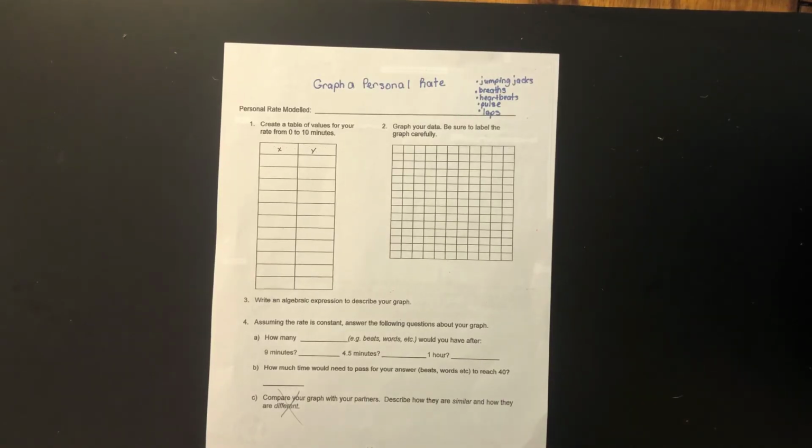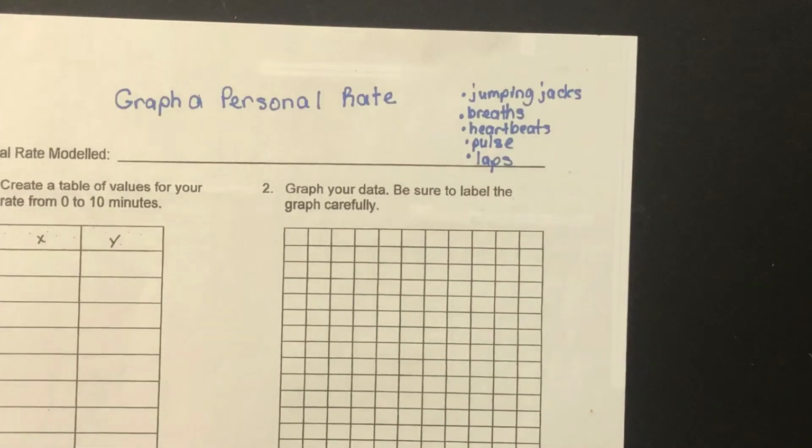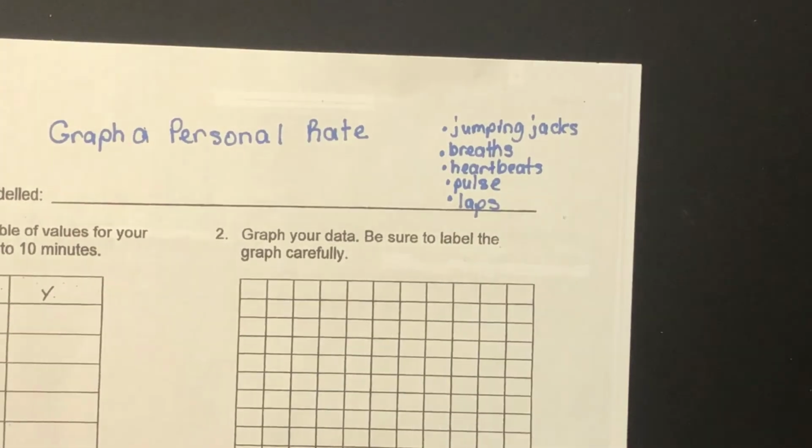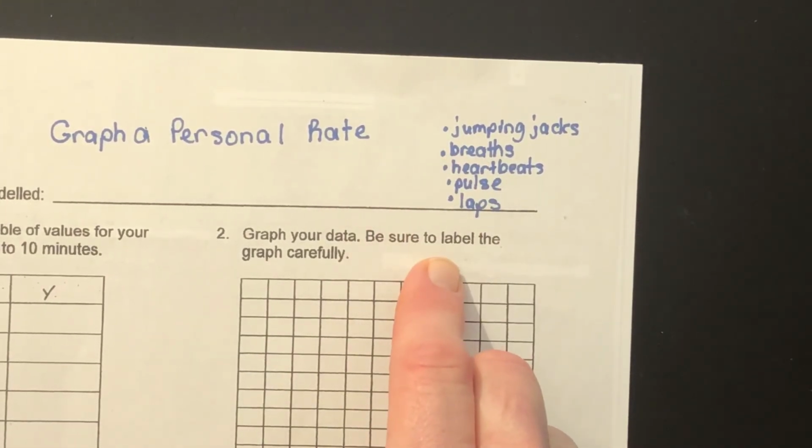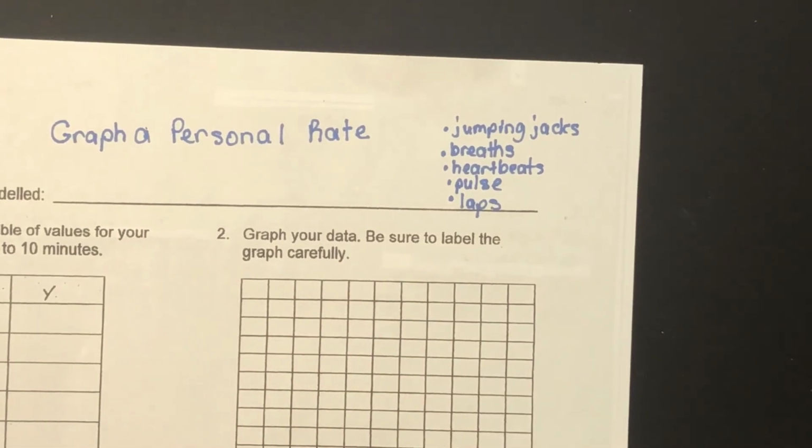I'm sure you're looking at this page and you're curious exactly what it is you're supposed to do with it. Well, let me show you. You are to pick anything that you want that you can time, any sort of a personal rate. These are some options that I came up with. If you can think of anything else that you can time per minute, you are welcome to use that, really anything.